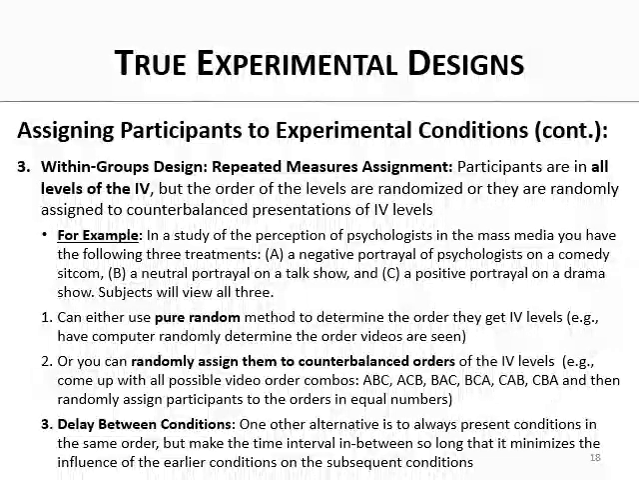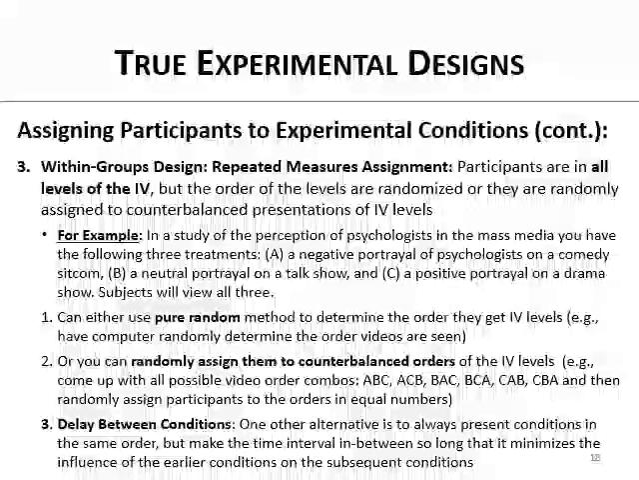So one other variation on this is you can always have them get the conditions in the same order, but you have a long enough delay between conditions that you don't have bleed over between conditions. So you make the time interval between the conditions so long that it minimizes the influence of the earlier conditions on subsequent conditions' responses. So it is a way to do things in the same order, is just increase the delay between when they receive those conditions.